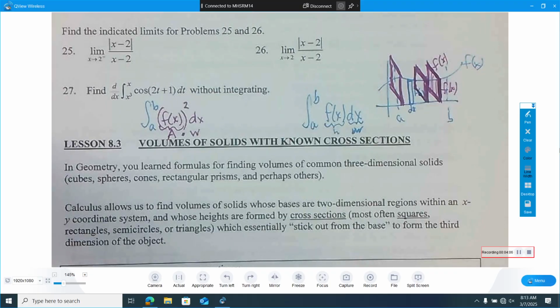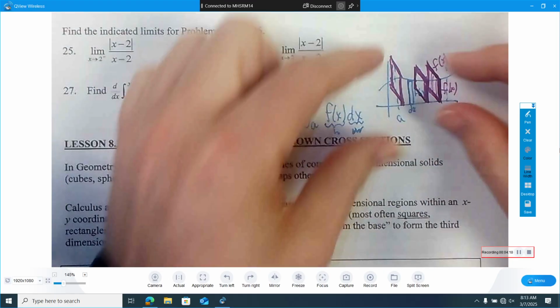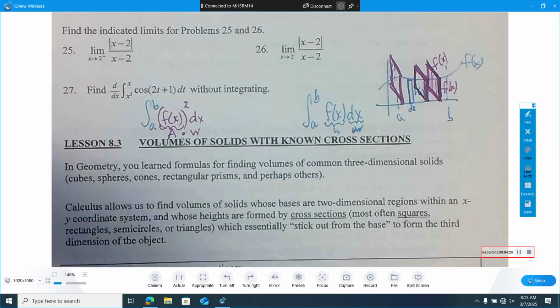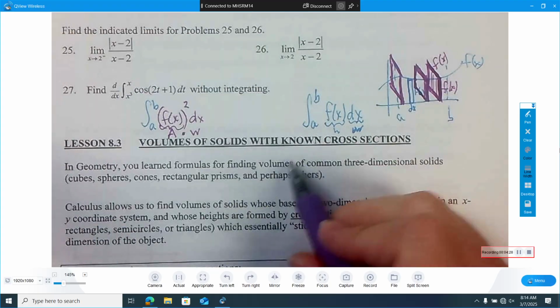So again, I really do think that a loaf of bread is the best example here. What we're doing is we're creating areas, and then we're adding up all these little areas to get the volume of the bread, if you will. And it's this three-dimensional figure that's sort of the shape of the curve. It's kind of interesting. And so that's what we're doing today. We are creating volumes with known cross-sections.